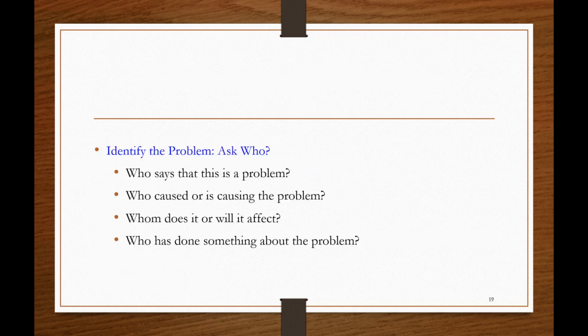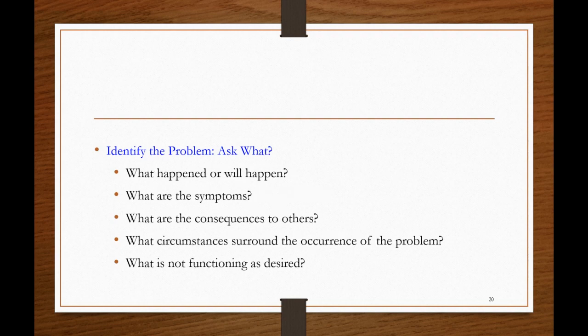Identify the problem. Ask who. Who says this is a problem? Because they can give clear information, a clear idea about the problem. Who caused or is causing the problem? Whom did or will it affect? Who has done something about the problem? Ask what happened or will happen? What are the symptoms? What are the consequences to others? What circumstances surround the occurrence of the problem? What is not functioning as desired?